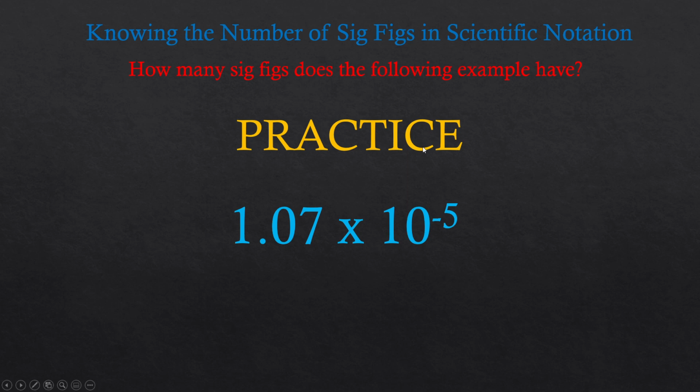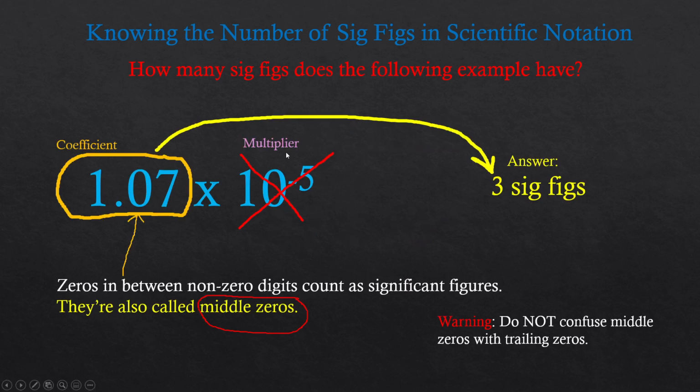All right, here's another practice example. Okay, so again, we ignore the multiplier, we focus on the coefficient, and our coefficient is telling us that we have a total of 3 significant figures. Zeros in between non-zero digits count as significant figures. They are also called middle zeros because they're in the middle, right? This example is in the middle of 1 and 7.